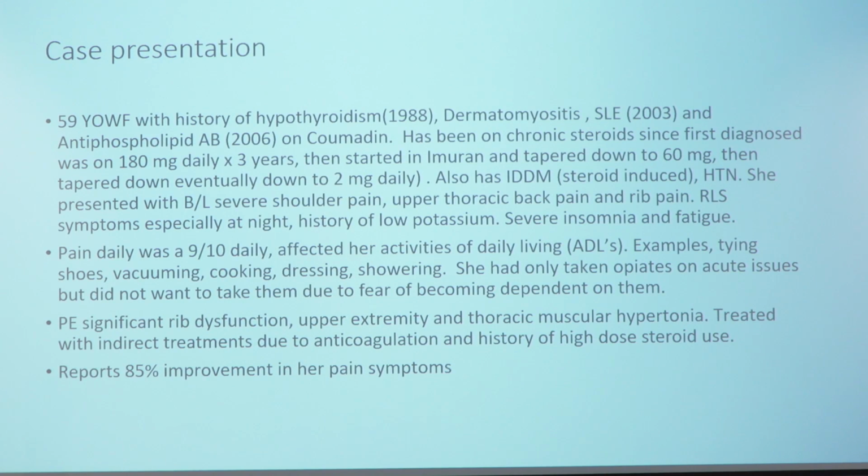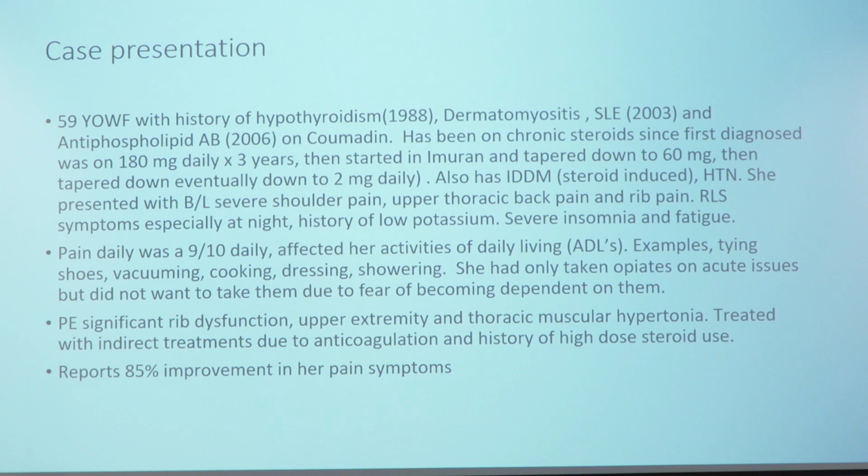All right, real fast, a case presentation. So a 59-year-old white female with a history of hypothyroidism, dermatomyositis, lupus, and antiphospholipid antibody syndrome on Coumadin, has been on chronic steroids since she was first diagnosed. She was on 180 milligrams daily for 3 years. That's a really high dose. She's down now to 2 milligrams daily. She also has insulin-dependent diabetes mellitus, steroid-induced, and hypertension.